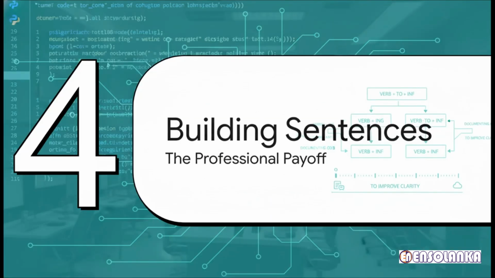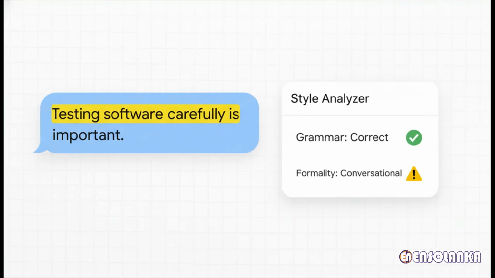So now we have the tools and we know the rules. Let's talk about the payoff. How can we actually use these structures to build the kind of clear, professional sentences you'd find in really high-quality documentation or a formal report? So you can start a sentence with a gerund. Testing software carefully is important. And that's grammatically correct. It's totally fine for a conversation. But in more formal writing, we can often make it sound a little more polished.